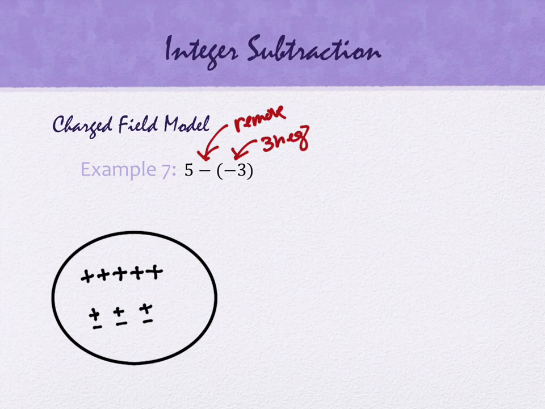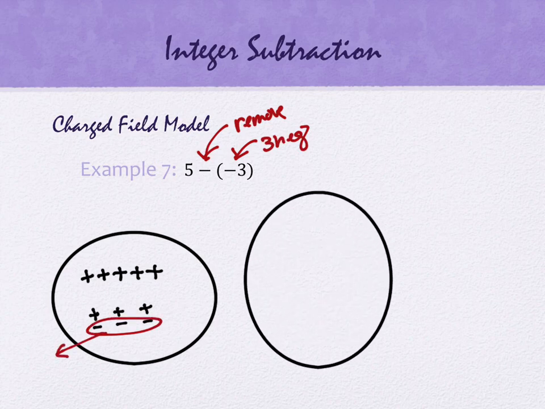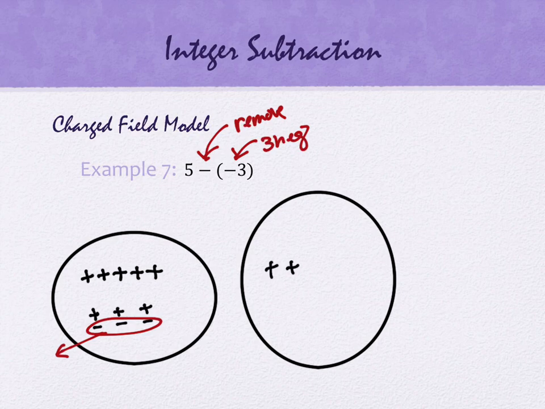Okay. The value of this circle is still 5. Everything in this circle is still equal to the number 5. It's just expressed differently. And then I'm moving on to the minus the negative 3 part. So the minus negative 3 says I'm going to remove the 3 negatives. And when I do that, I'm left with 8 positives for my total of 8.